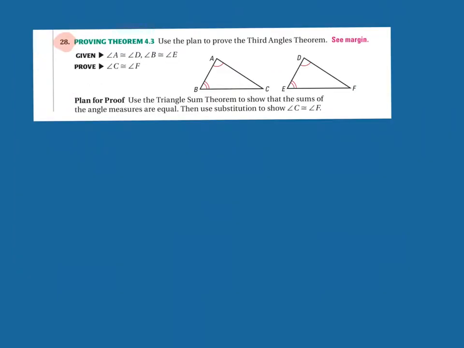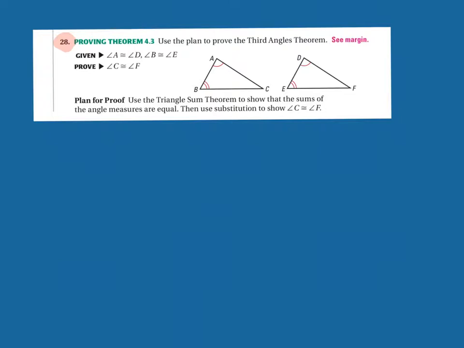This is your proof from the homework. I'll go back to the rest of them, but this is 28 from 4-2. This is actually the third angles theorem, right? So this is what you were just talking about. Could I use third angles theorem without using the actual third angles theorem? And this is how you would do it.